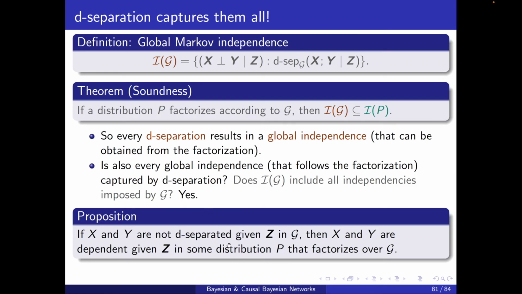So this was the opposite part, showing it from the other way around. So meaning that yes, d-separation can capture all of the global independencies that follow from the factorization. So if you play around with the factorization, you do your own tricks, and you end up with some independence, I could find it by d-separation. Okay, good. We'll later see that actually this some distribution P will exist that makes X and Y dependent if they are not captured by d-separation. We see that it's actually almost all distributions P.